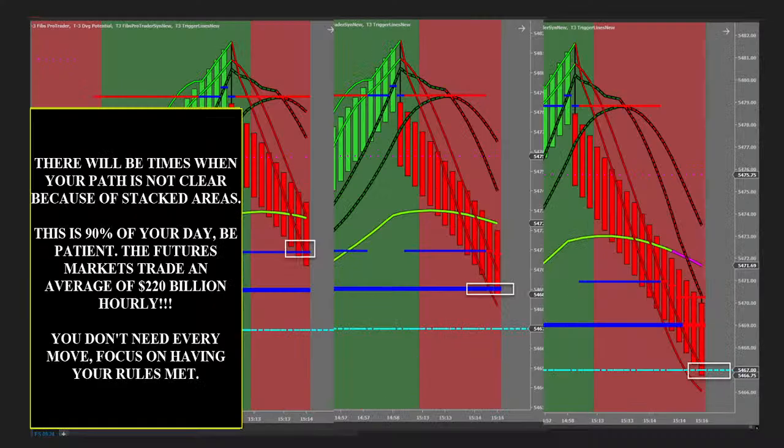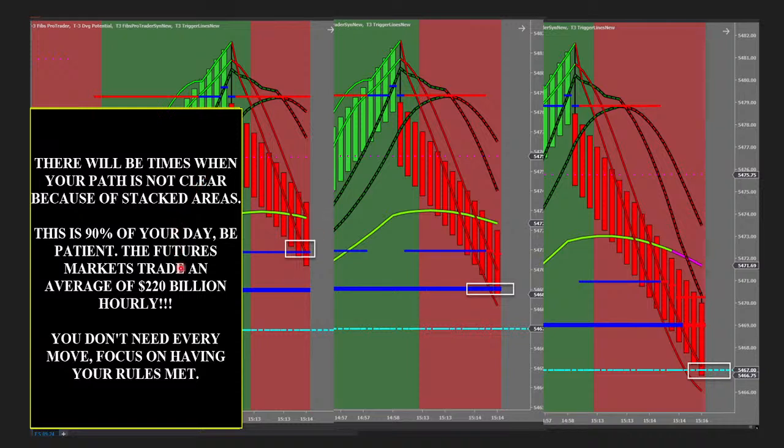And there will be times, and this is important that you guys understand this, when your path isn't clear because these damn lines are too close to one another. Because you have support after support after support. Because you have resistance after resistance after resistance. Guys, this is that 90%. This is that sitting on your hands doing nothing.